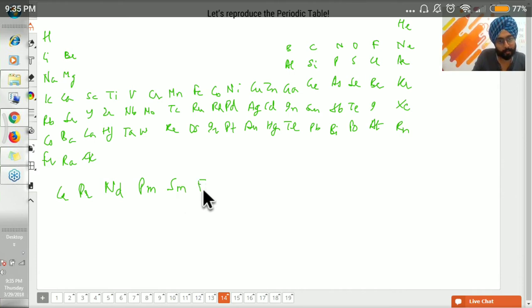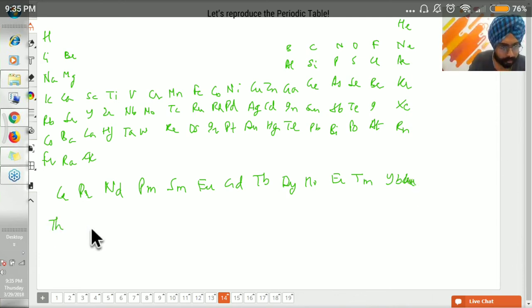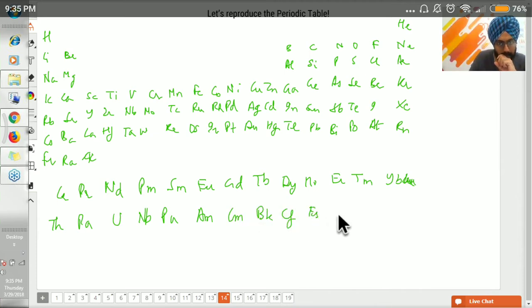Then we have the next mnemonic, and the last one is again a little tough, but I'll try to make it. Three planets, Uranus, Neptune, and Pluto. Americium, Curium, Berkelium, Californium. Einstein, Fermi, and Mendeleev were Nobel laureates.